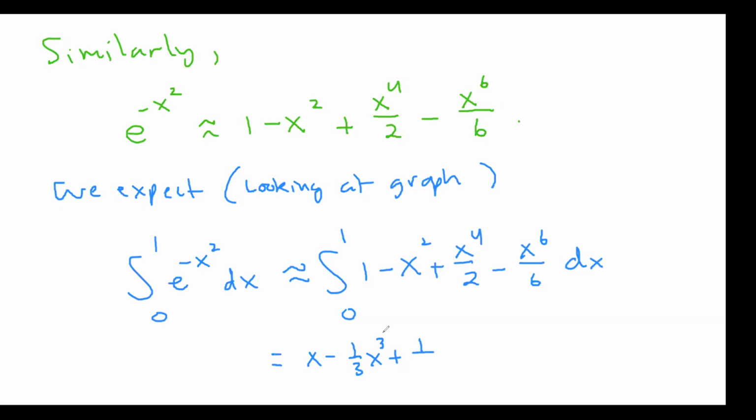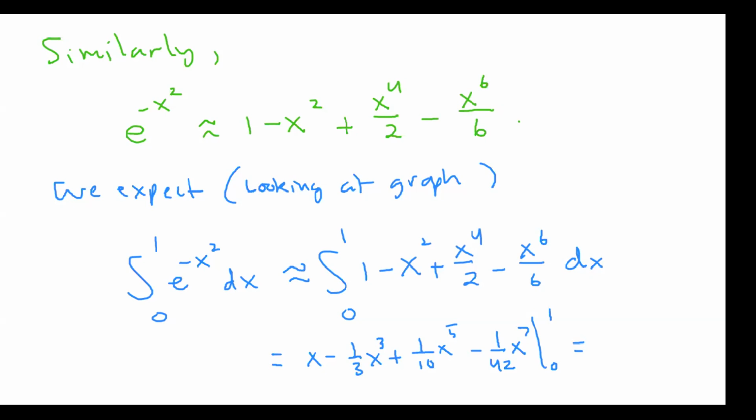So this becomes x minus a third x cubed plus, and then when I raise to the power 5, I get a 10th x to the 5th. And then when I raise to the power 7th, I get 1/42 x to the 7th. And this is from 0 to 1. So I don't want to spend too much time on the arithmetic. You can verify this for yourself at a later date.